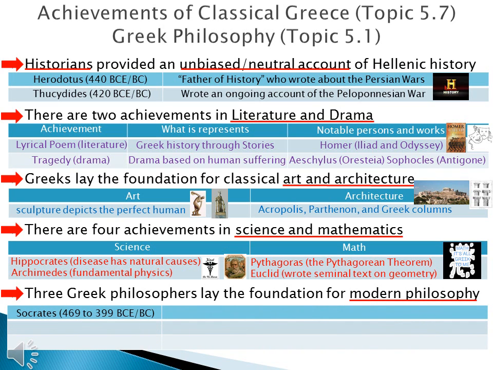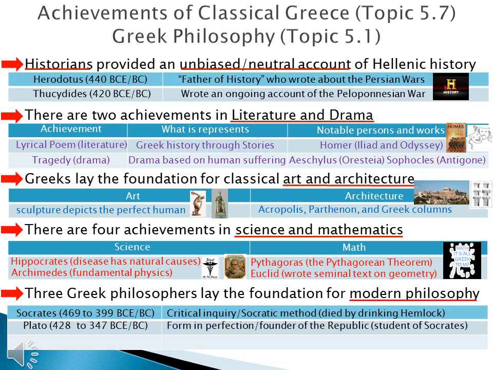Socrates, he's into critical inquiry and the Socratic method, and he also died by drinking hemlock. Plato, he's into form and perfection, and he is the founder of the Republic, the first university. He's also a student of Socrates. Finally, we have Aristotle. He's into knowledge through experience, and he is the father of modern philosophy. He is also the teacher of the person who we will be talking about in the next slide.